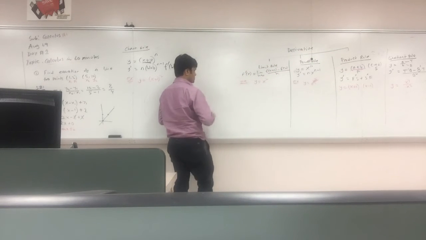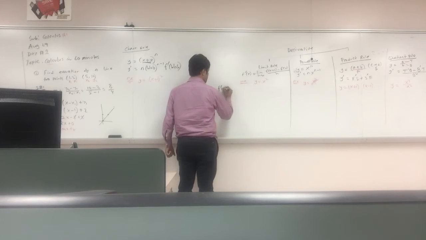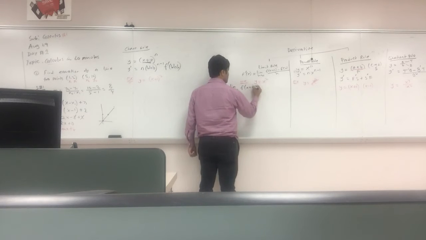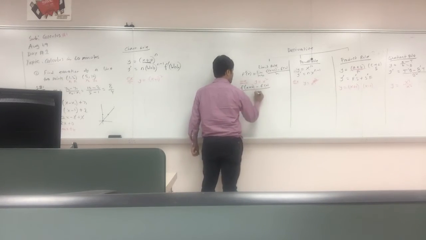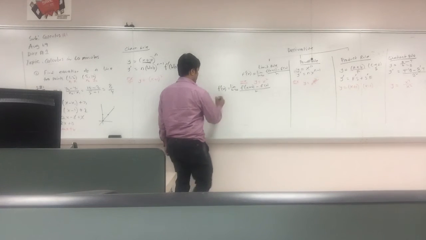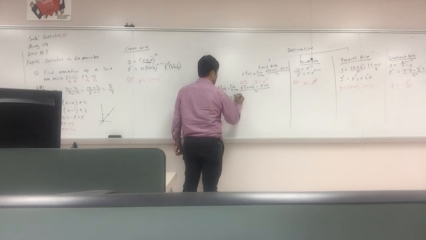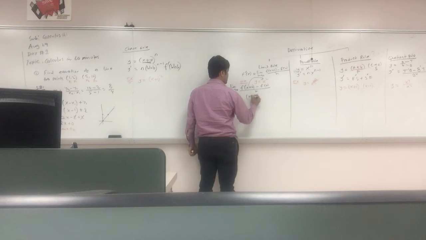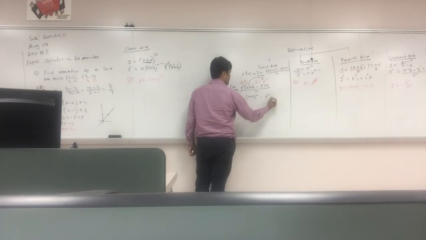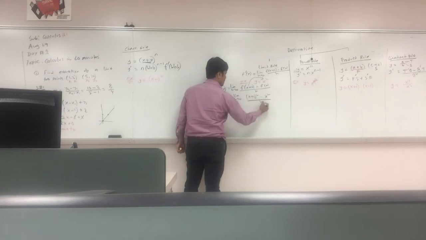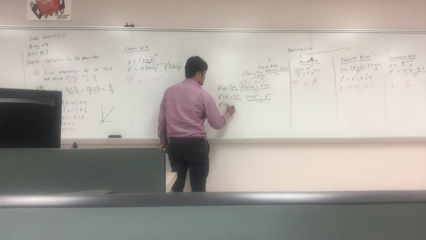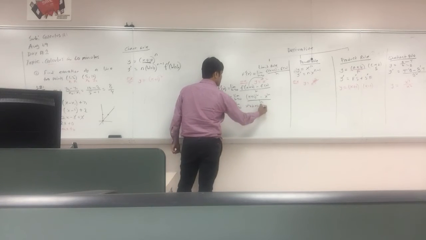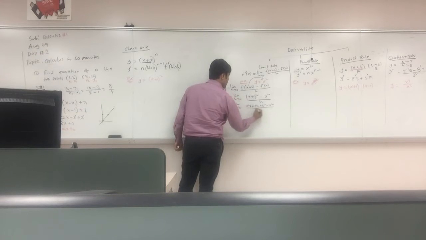So, you're going to write this down. F prime of x, limit as h goes to 0, f of x plus h minus f of x over h. Okay. Now f prime of x as limit h goes to 0, so x plus h squared minus x squared over h. F prime of x is equal to limit as h goes to 0, x squared plus 2xh plus h squared minus x squared over h.